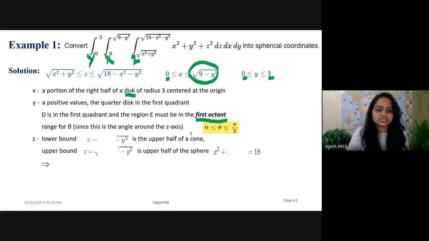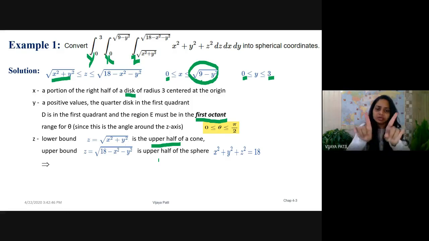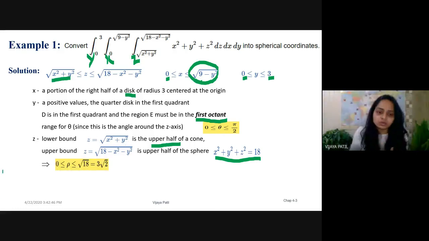What is the lower bound of z? If you observe, the lower bound of z is z equals square root of x square plus y square, that means z square equals x square plus y square, which is the upper half of a cone. You can assume an ice cream cone. The lower bound is on the cone, and the upper bound is on the sphere with the equation x square plus y square plus z square equals 18. So what about rho?